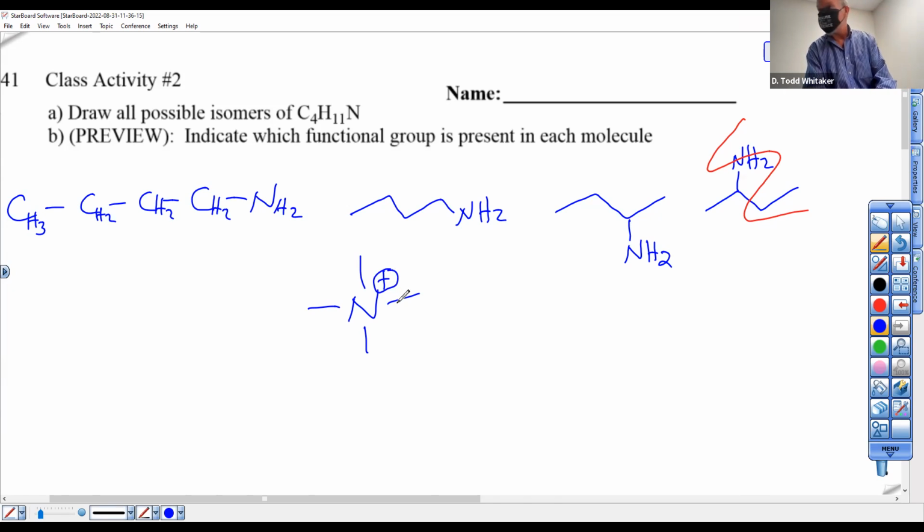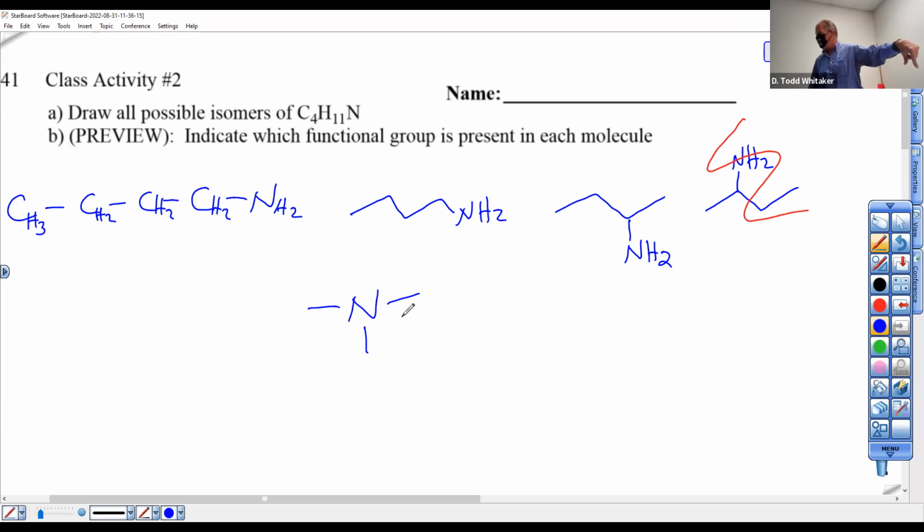That's not nitrogen's normal nature when it's neutral, is it? It likes 3 bonds when it's neutral. And look, my molecule does not indicate a charge, does it? It just says C4H11N. It doesn't say C4H11N plus. So don't draw me C4H11N plus. Don't draw that, which you just did by mistake.